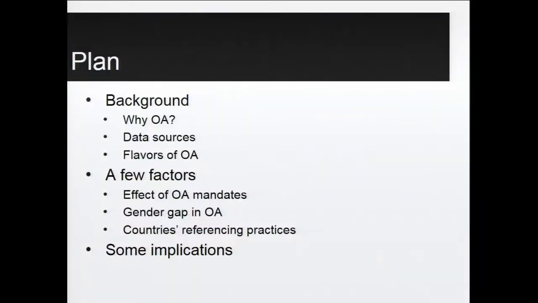I'm going to go through why OA is important, what the incentives or advantages are for researchers in the research system to disseminate their research results in open access. Then, given that it's an empirical piece, I'm going to talk a bit about the data sources and how we are actually able to measure some of these aspects, and then remind you of the various flavors of open access that exist.